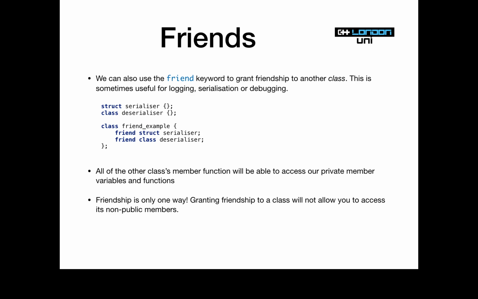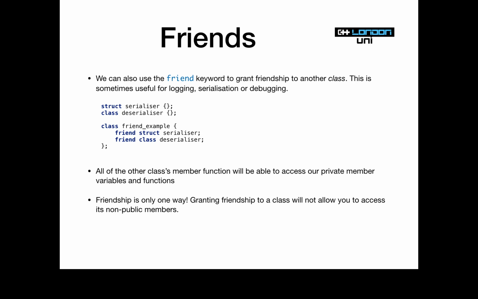Friendship is only one way. Just because I've said that serializer is a friend of friend example, doesn't mean that any member functions here can access things inside serializer, because otherwise that would be a way of violating encapsulation. The author of serializer wouldn't expect that anybody else can go and mess about with their internal state. So friendship only works one way. But private member functions in serializer can use friend example, because inside friend example, we've said this whole class is a friend of ours.